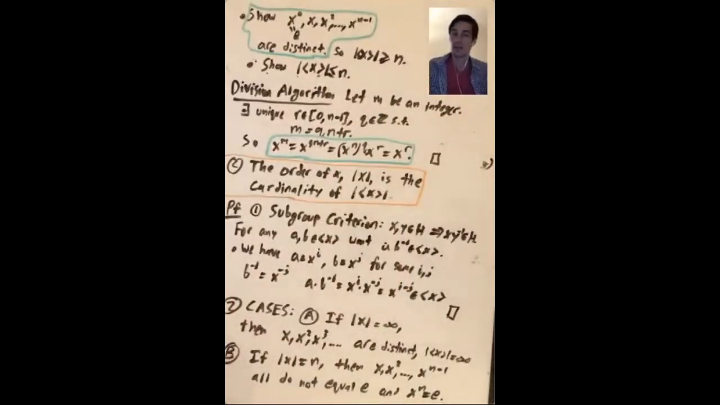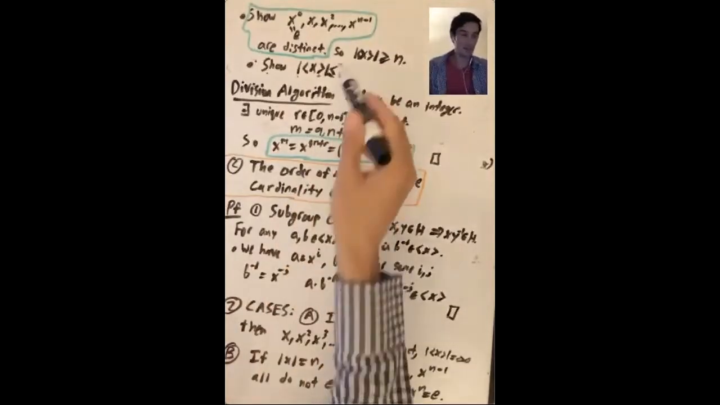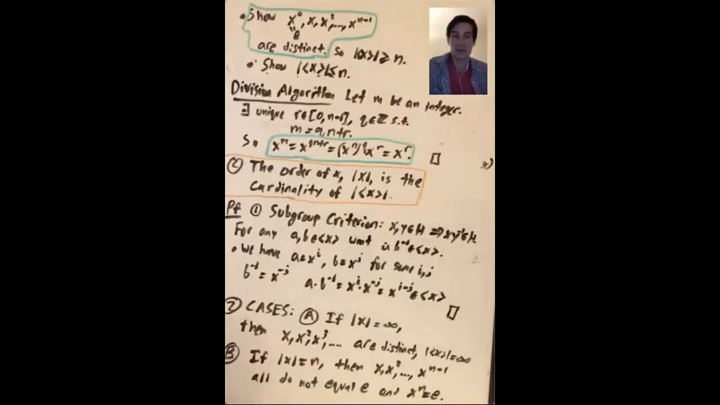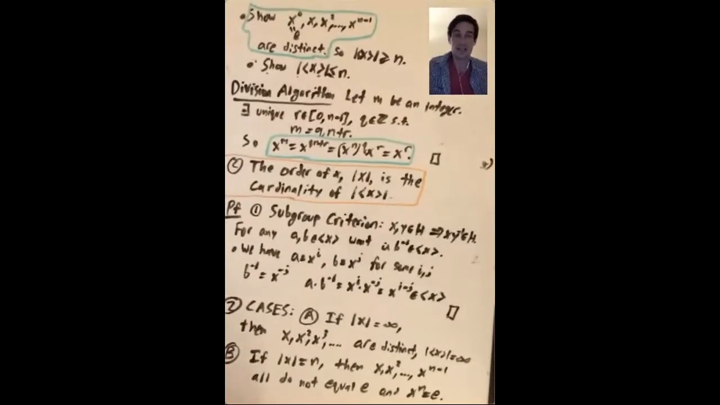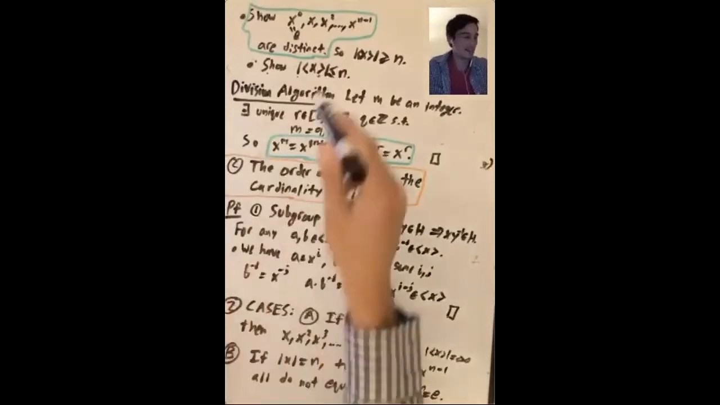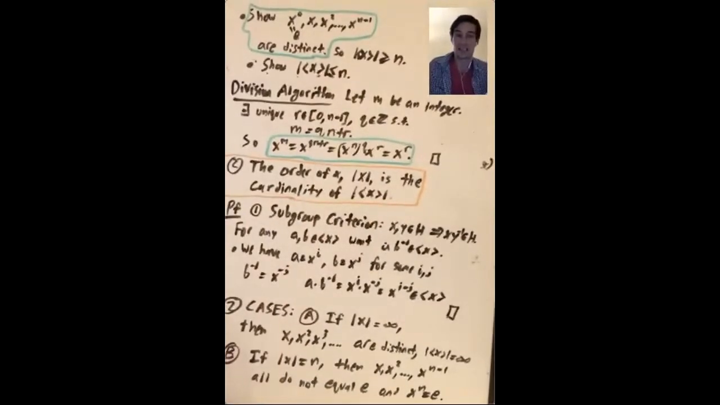Okay, so to conclude the proof, how do you show the size of a set is equal to n? You show that the size is at least n, and then you show that the size is at most n. So that's what we're going to do. We're going to take x to the m for an arbitrary integer m, and show that it's equal to one of these n things. That will tell us that there are at most n different elements of the cyclic subgroup generated by x, and in fact that the cyclic subgroup has size exactly n. And the key input here is the division algorithm.